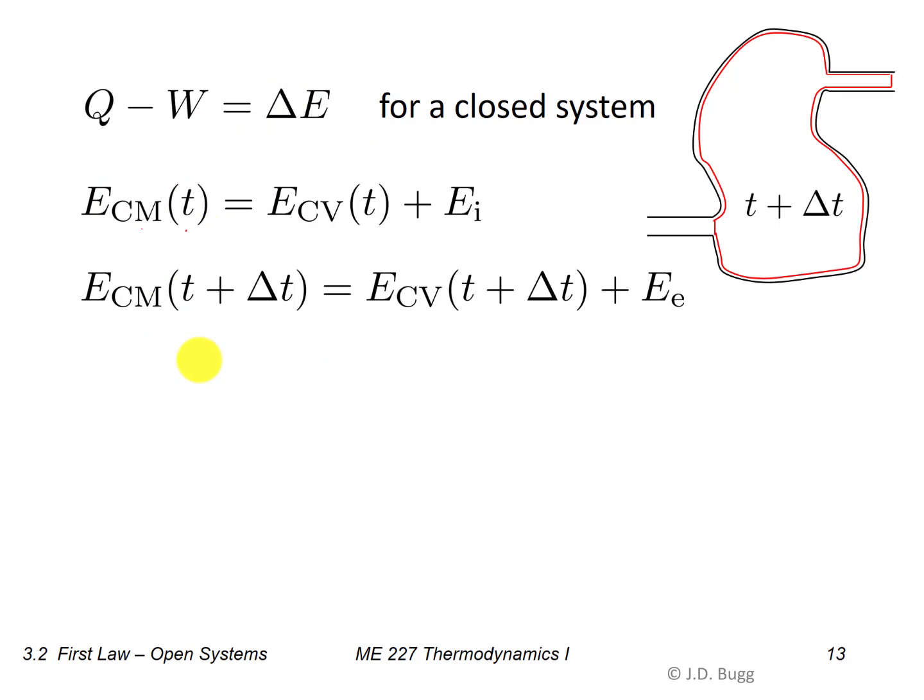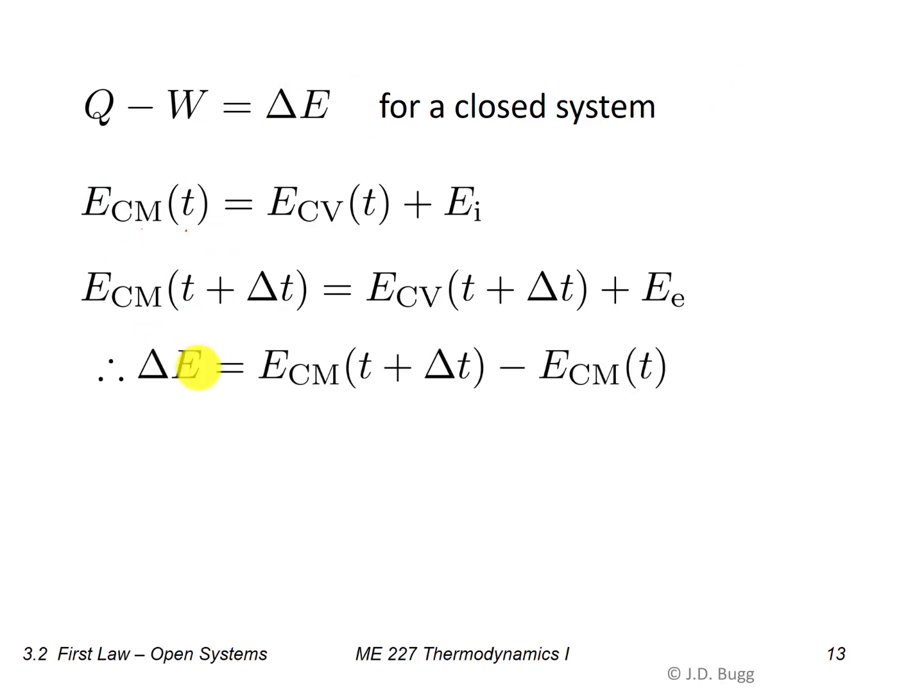So we can proceed and write that down. So delta E, and that's this, so these are the same thing, we're just expanding this, is the energy in the control mass at time t plus delta t minus the energy in the control mass at time t. So that's what we mean by delta E in this equation. Well, we just replace both of these with the corresponding expression taken from these two lines.